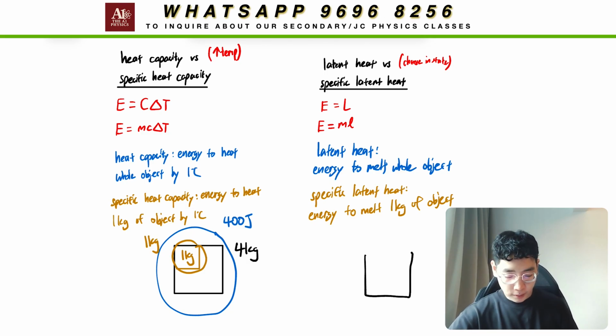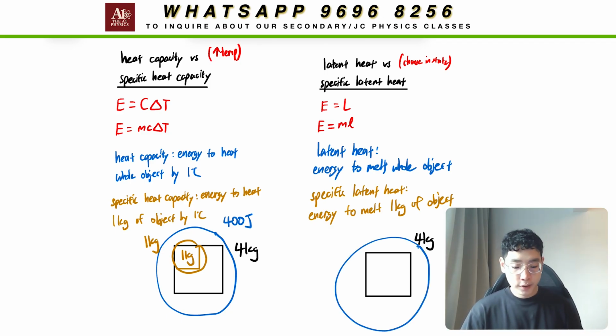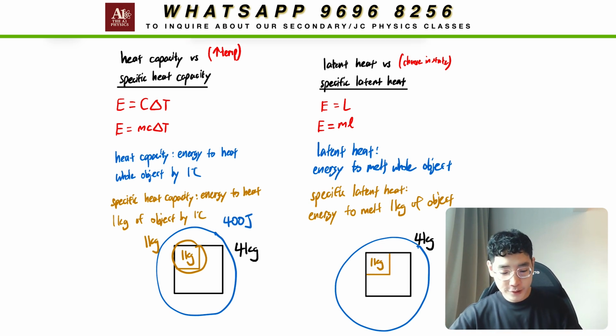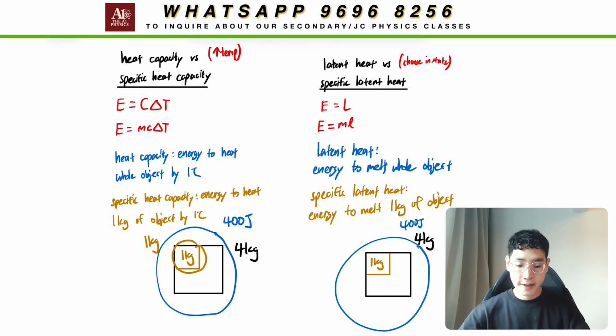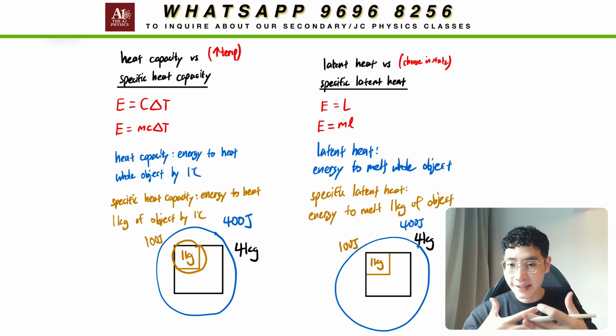Imagine we have a block of ice over here. We have a 4 kg block of ice. I want to melt this entire block of ice into water. The energy needed to melt the entire 4 kg into water is the latent heat, whereas the energy needed to melt just 1 kg of the ice is the specific latent heat. So can you see that if I need 400 joules to melt the entire block of ice, I only need 100 joules to melt the smaller block of ice? Okay, so can you see the relationship between heat capacity, specific heat capacity, latent heat, and specific latent heat?